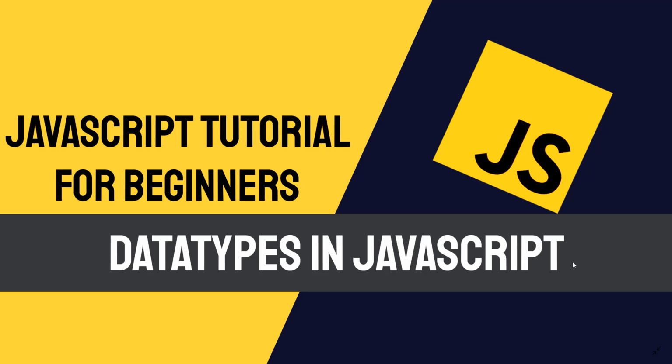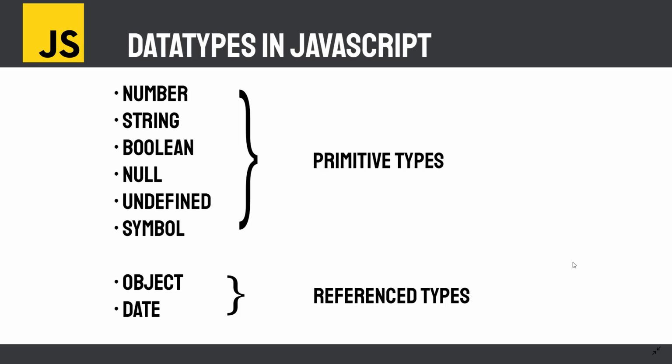In this video, we will be learning about data types in JavaScript. There are two data types in JavaScript, the primitive data types and the reference data types. In primitive data types, we have number, string, boolean, null, undefined, symbol. And in reference data types, we have object, date, and there are many more in reference data types.